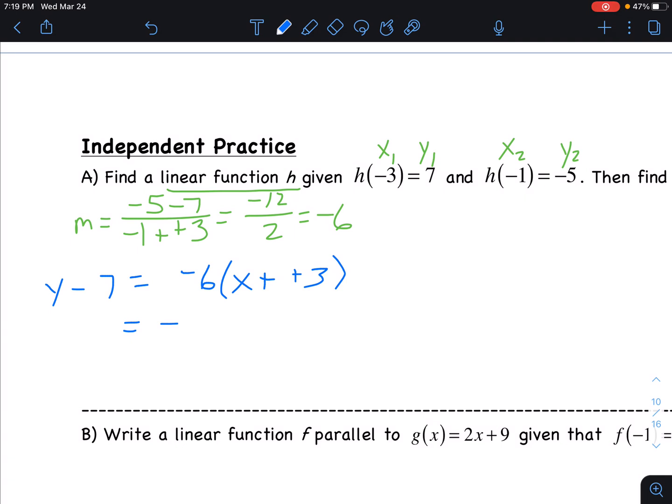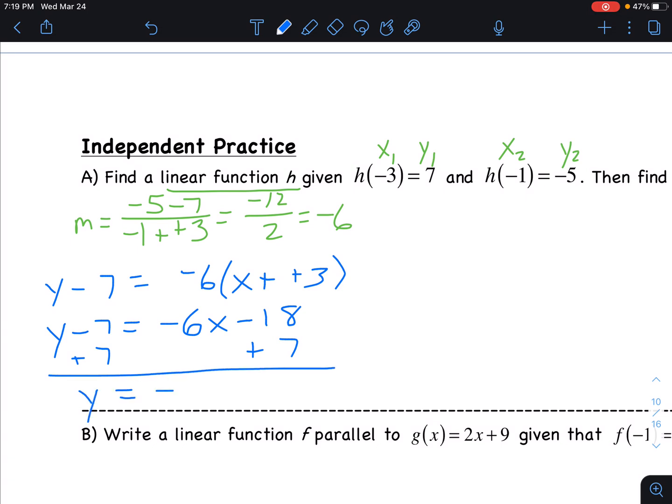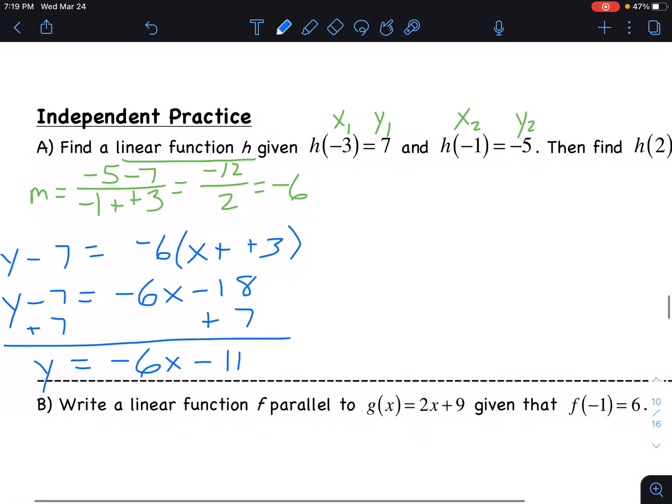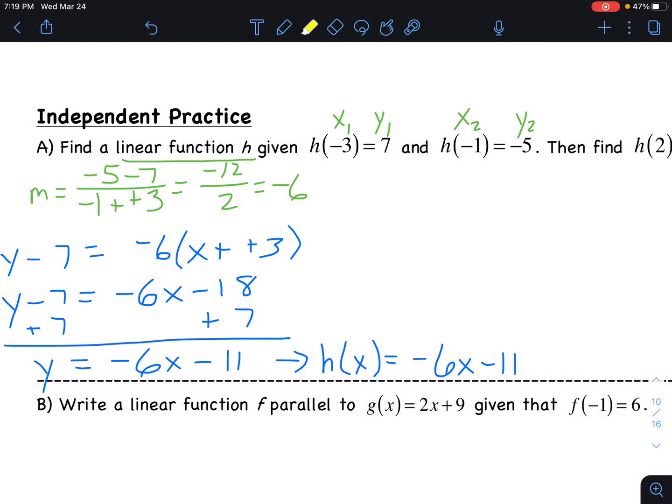We're turning it into slope-intercept form now. Distribute the negative 6 to have negative 6x minus 18. Then we're going to add 7. So we have y equals negative 6x minus 11. So that is my equation. Now, it says write a linear function h, so instead of y equals, we change it to h of x equals negative 6x minus 11. So there's my linear function h.